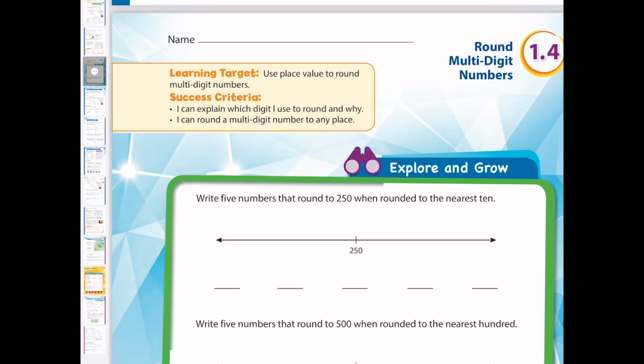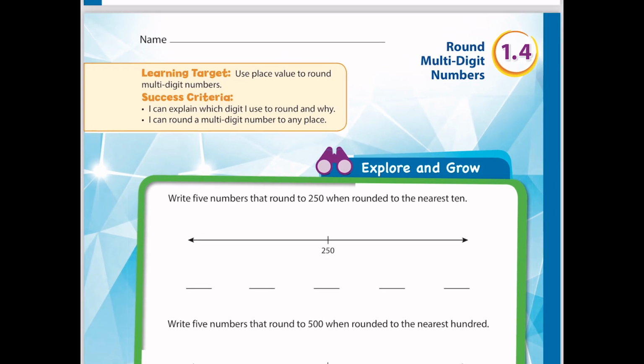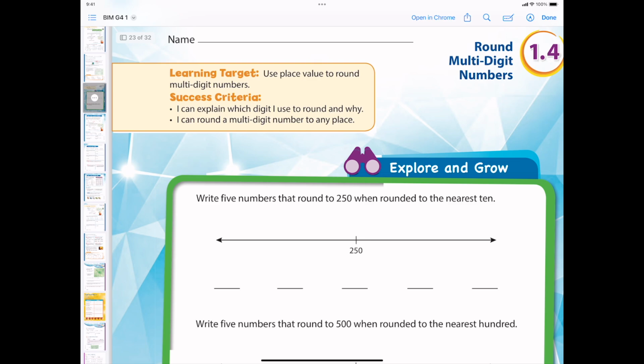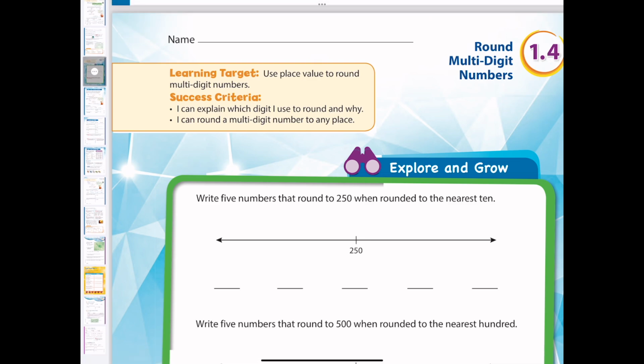This is lesson 1.4, round multi-digit numbers. We did this one last year, okay? So this is not a new lesson, especially since chapter 1 is something where you just review what you know and what you learned last year. Maybe we use one or two more digits than last year, but it's still the same, okay? It's similar, so don't be afraid and let's dive in.